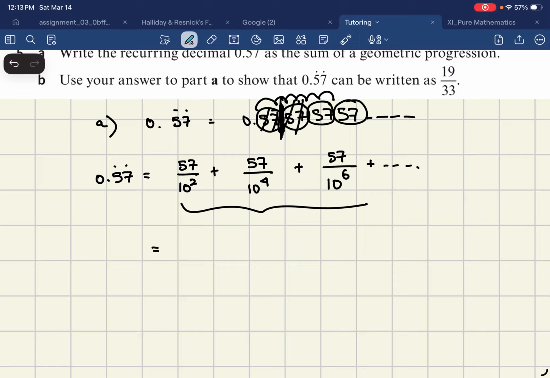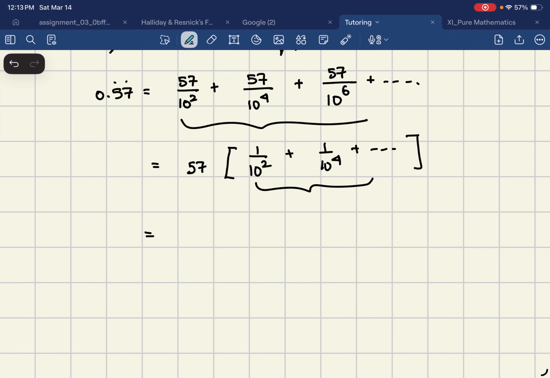So now, once you have done this, you can factor out the 57, and you can write it as 1 over 10 squared plus 1 over 10 to the power of 4, plus so on. And this is in geometric series. 57. So my first term, A, is just 1 over 10 squared. And what is my common ratio? Well, my common ratio looks to be 10 to the power negative 2, right? Or 1 over 10 squared.